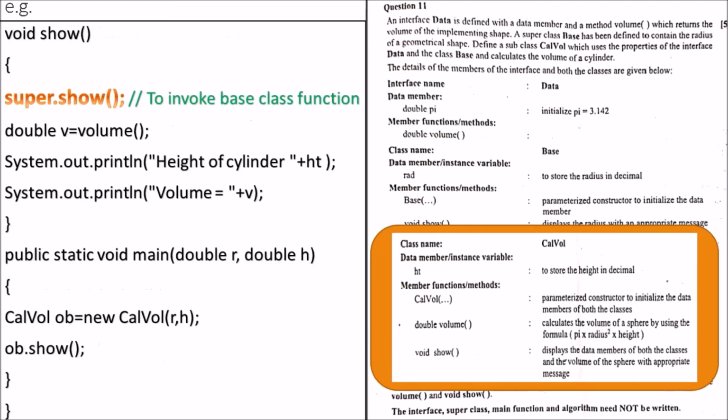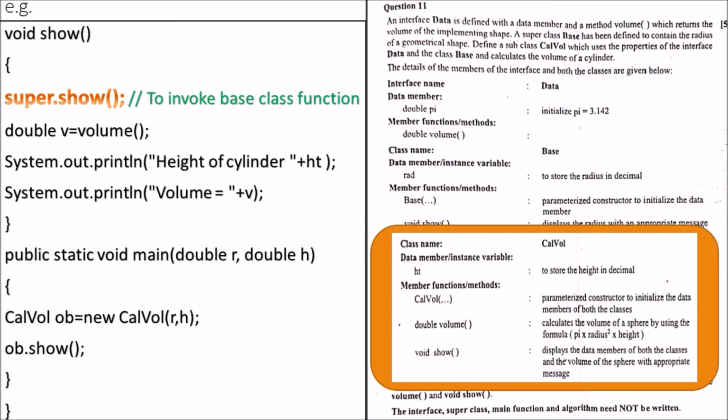Okay, so now the last function of this class calvol, that is the function show. As you can see, this function has the same name as the base class function show. So to invoke the base class function, we can use the keyword super. So you can see the very first statement, super.show, which will invoke the base class function to print the radius of this cylinder.